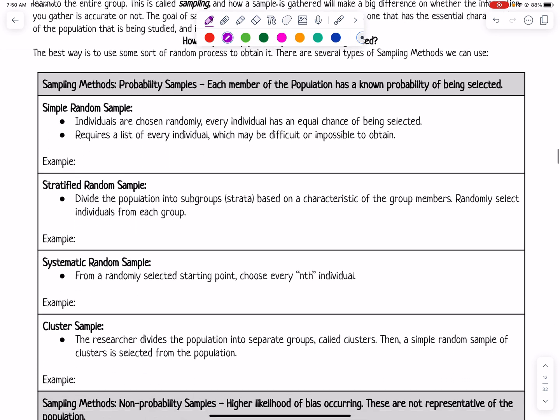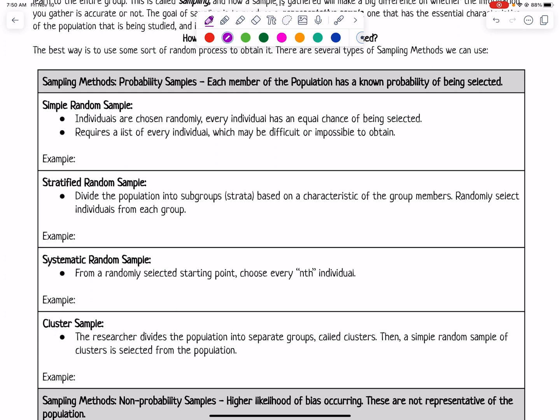A simple random sample is when individuals are chosen randomly. Every individual has an equal chance of being selected, and it requires a list of every individual, which may be difficult or impossible to obtain. So this is good when you have a smaller population, such as all the students at our school. For example, all students' names are put in a hat.